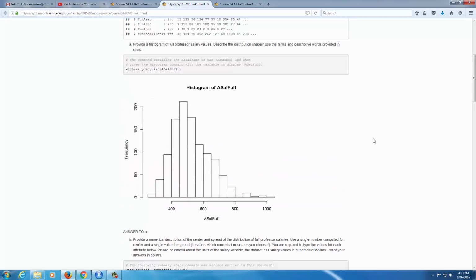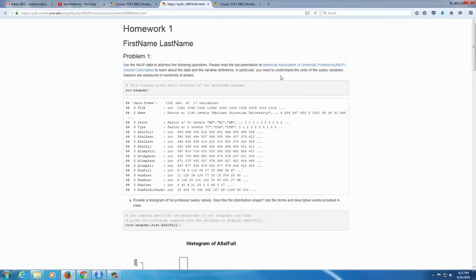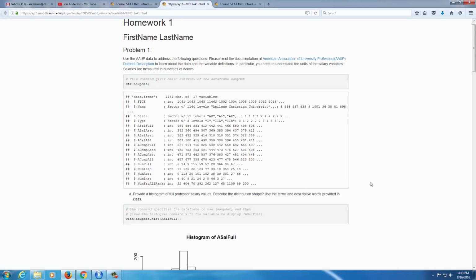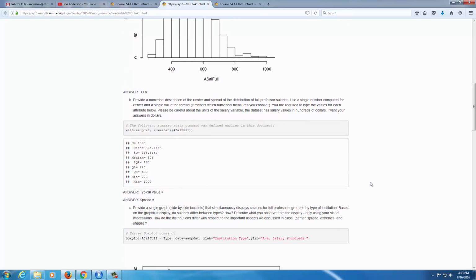You need to understand that these salaries are measured, as you can see up here in the very beginning of the description, salaries are measured in hundreds of dollars. So make sure you understand that the values in here need to be converted to dollars. And that means that if they're already in hundreds, so like if there was a value that was 1, that would mean 100. Basically it means that you need to add 2 zeros on to all of these values in order to get dollars.